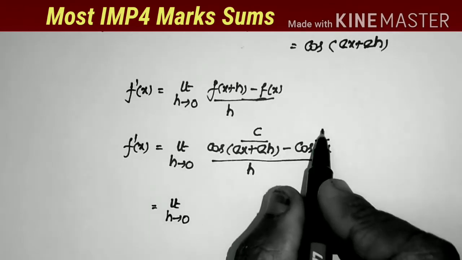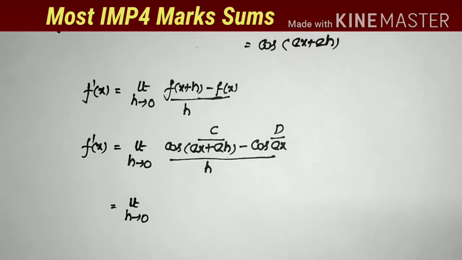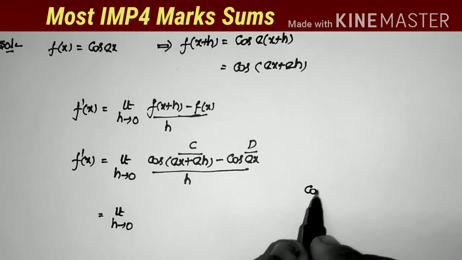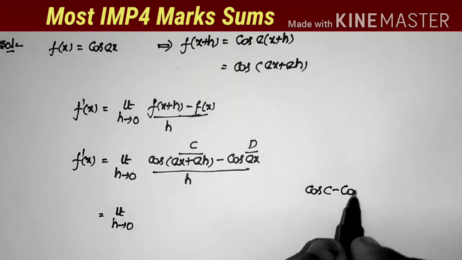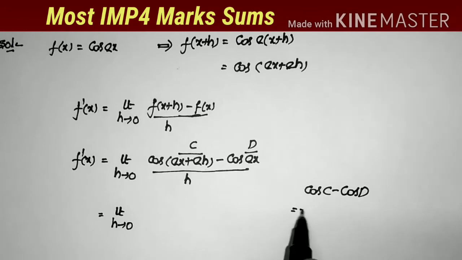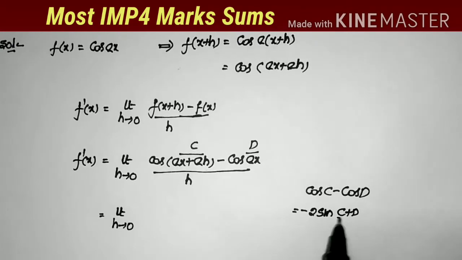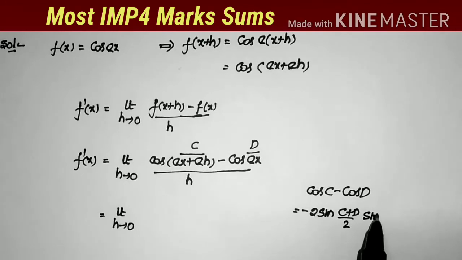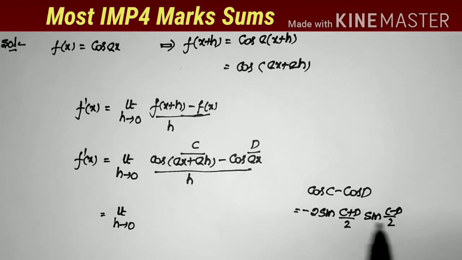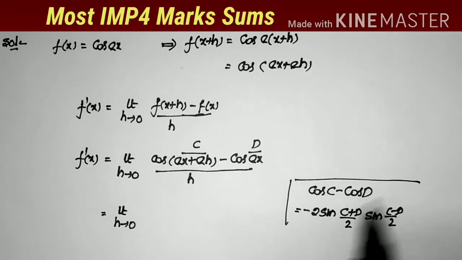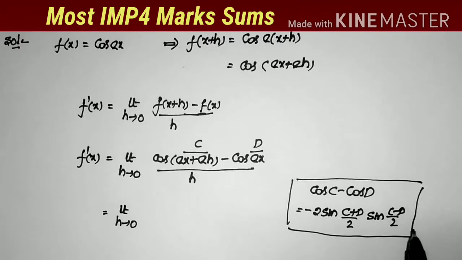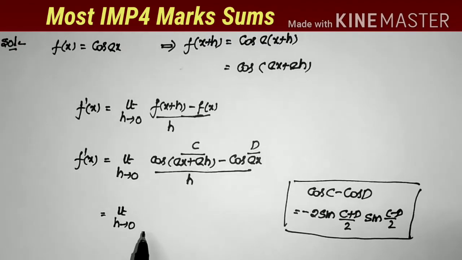This is in the form of cos C minus cos D, and the formula for cos C minus cos D is: cos C minus cos D is equal to minus 2 sin of C plus D by 2 into sin of C minus D by 2. So this is the formula for cos C minus cos D. Now applying that formula here.